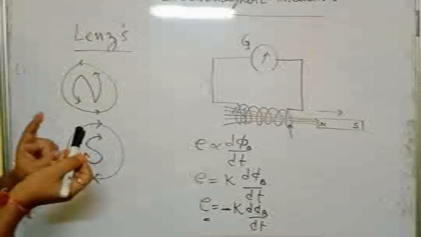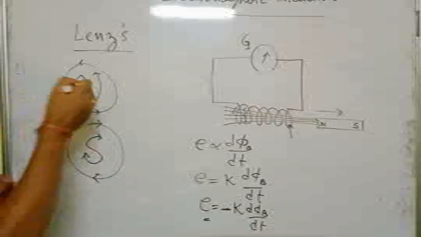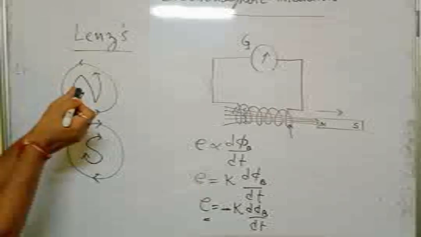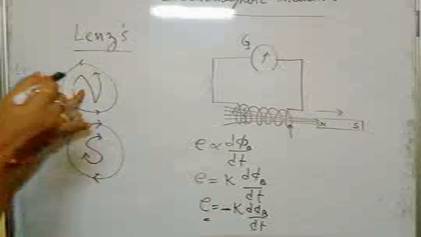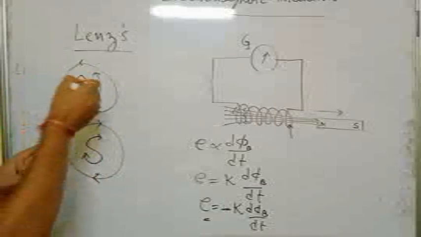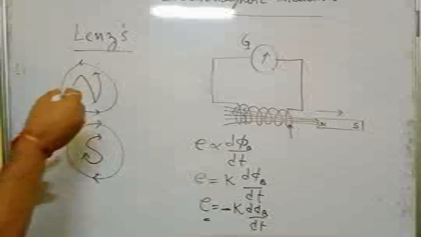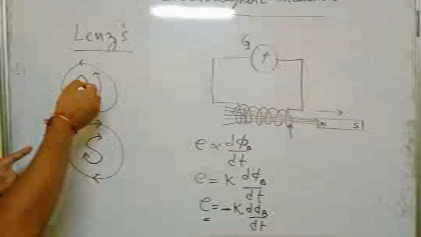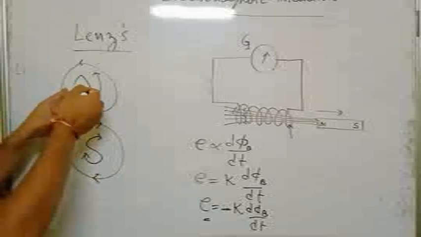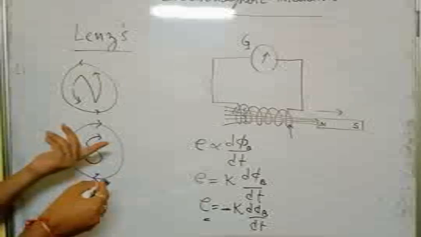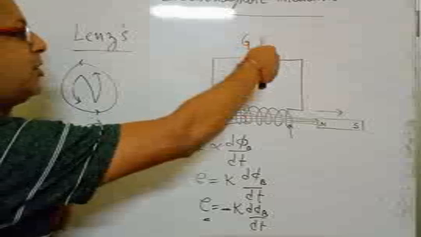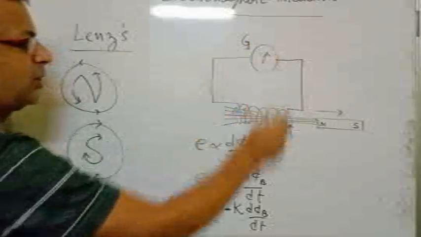Now, when you move this magnet towards the coil, this is a north pole, this is also a north pole. North pole and north pole, there is a force of repulsion. So when you move towards the coil, there is a force of repulsion, and you have to push the magnet towards the coil. When you push the magnet towards the coil, you must do mechanical work. That mechanical work is converted into electrical energy, and the galvanometer shows deflection.